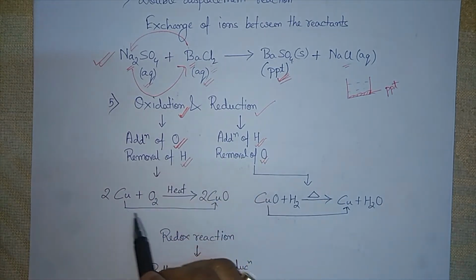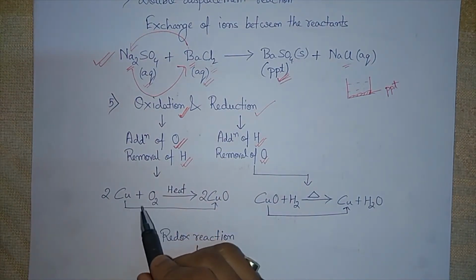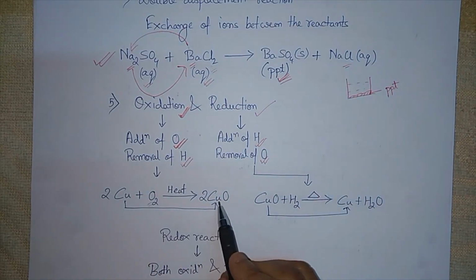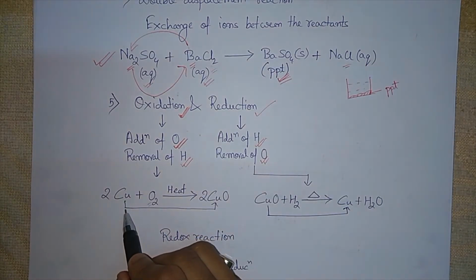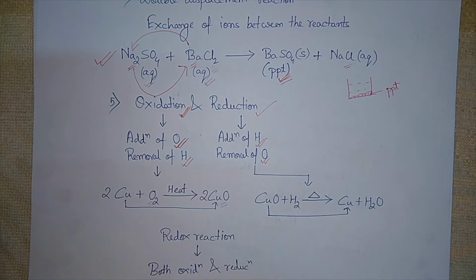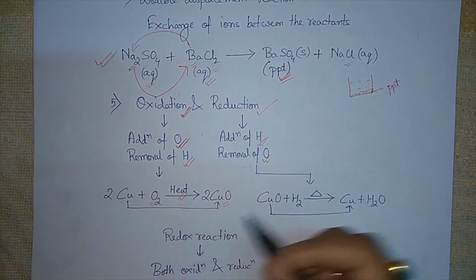For example, an oxidation reaction example is this one. Here copper is added with oxygen, so addition of oxygen, so copper has been oxidized. Mind the statement, copper is oxidized to cuprous oxide. We will state like this, copper is oxidized to cuprous oxide in presence of heat.